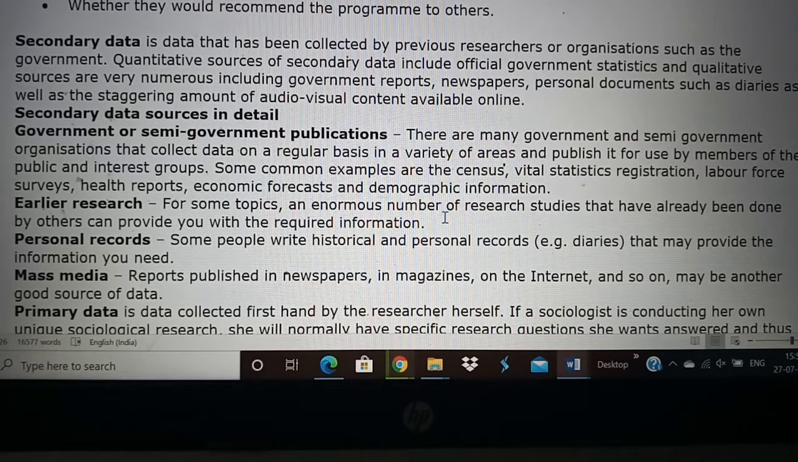In the same way, if you want to find out how many people have died because of coronavirus in the last 2 months, you don't need to go to each hospital and find out the data.